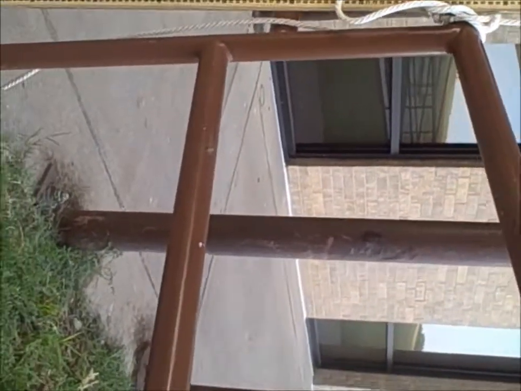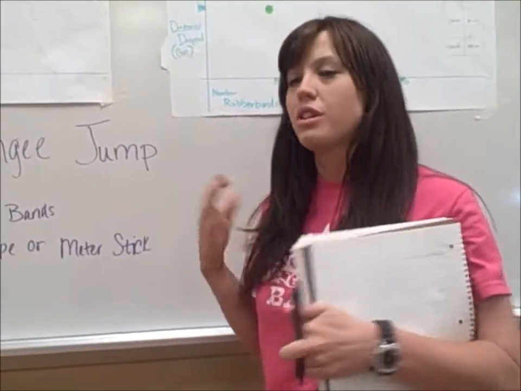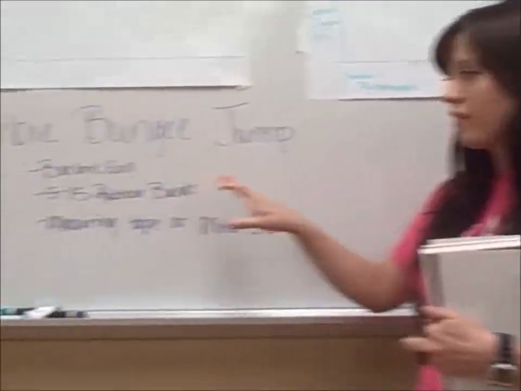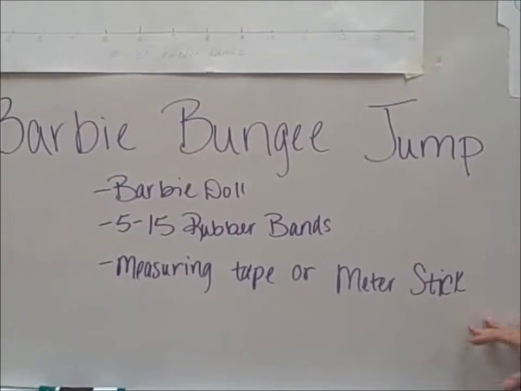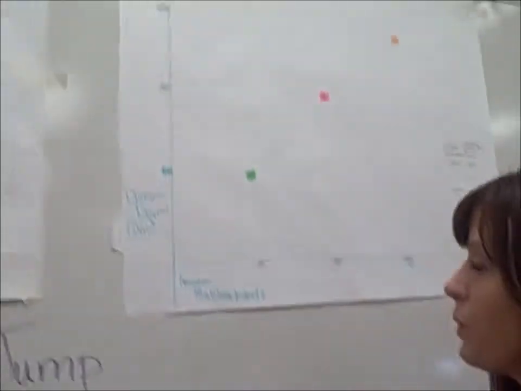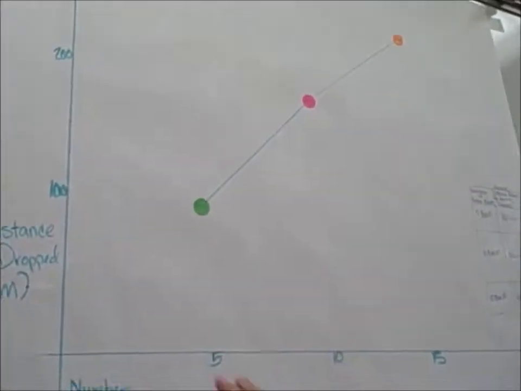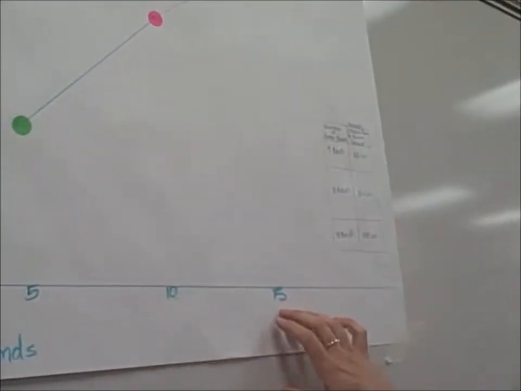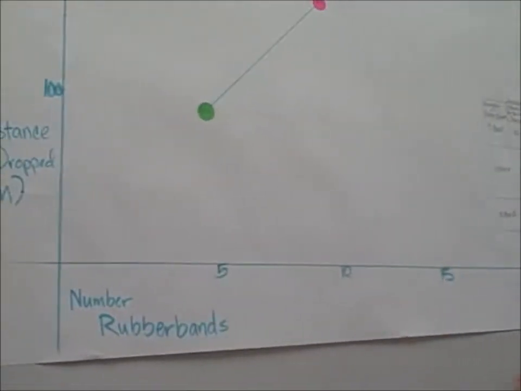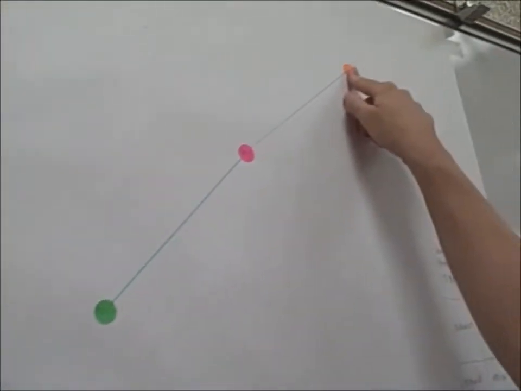She went way down. So you just saw we did our Barbie bungee jump. We used Barbie dolls, 5 to 15 rubber bands, measuring tape, or some type of meter stick. What we did in our particular experiment, we used 5 rubber bands and 10 rubber bands and 15 rubber bands. We did them in increments of 3 and then took an average to get these 3 points you see here.